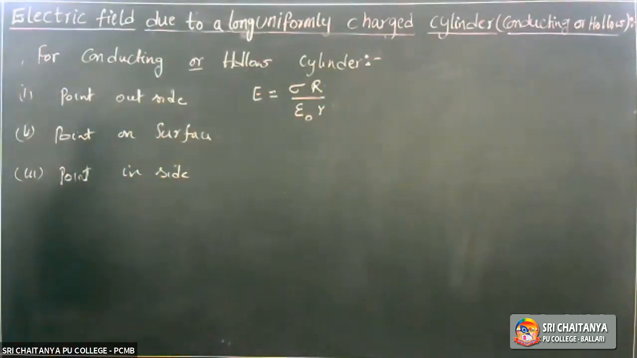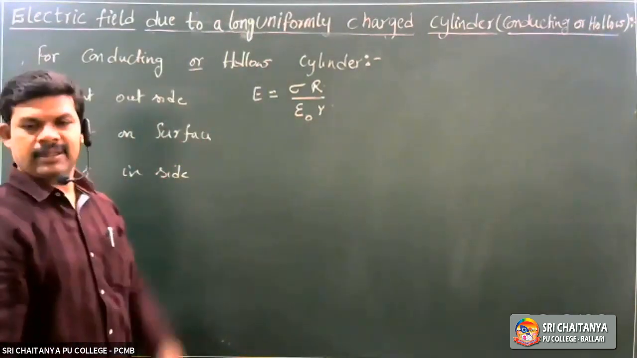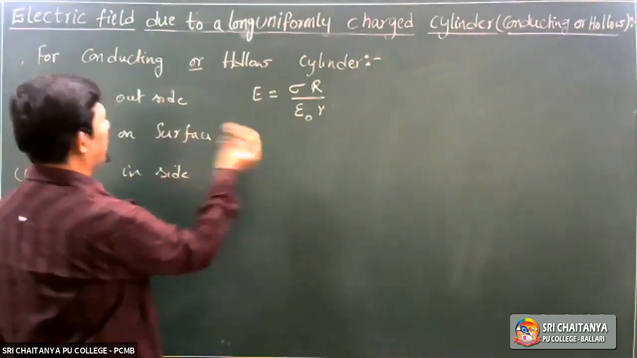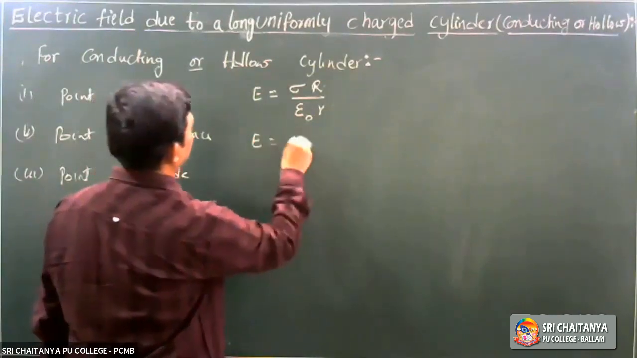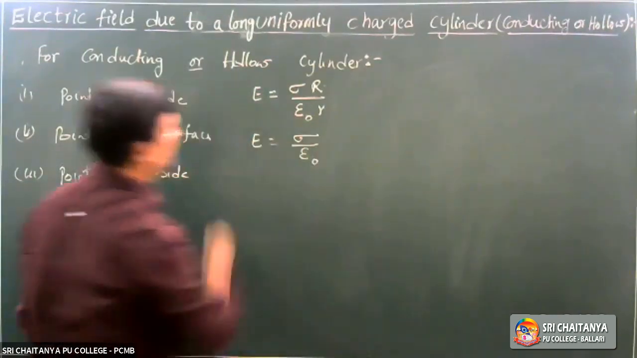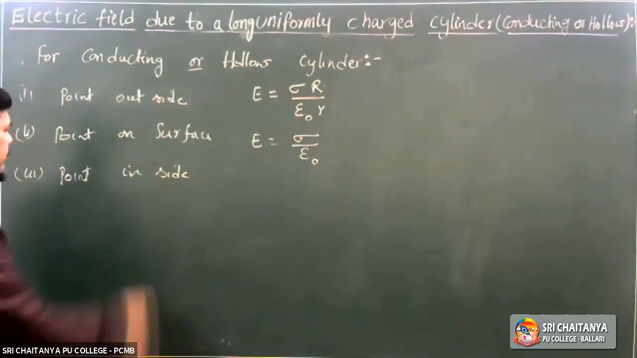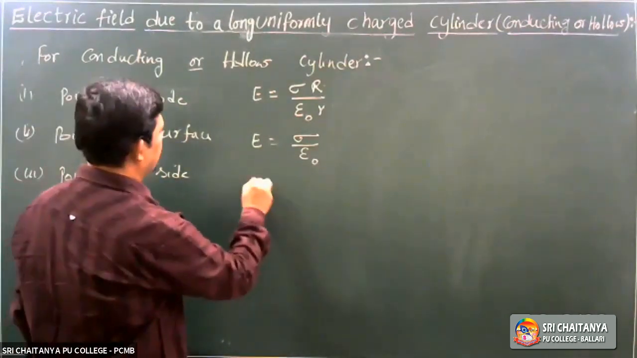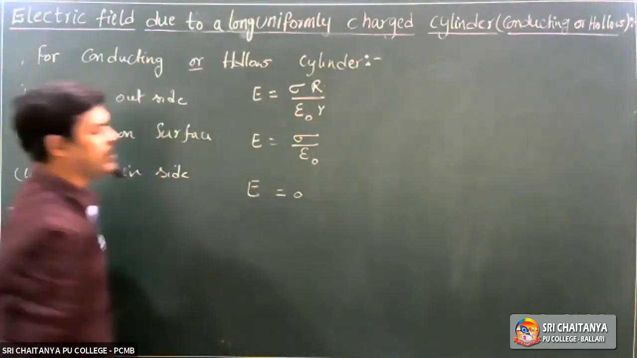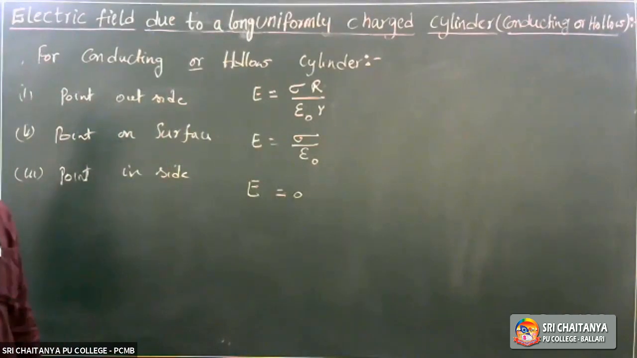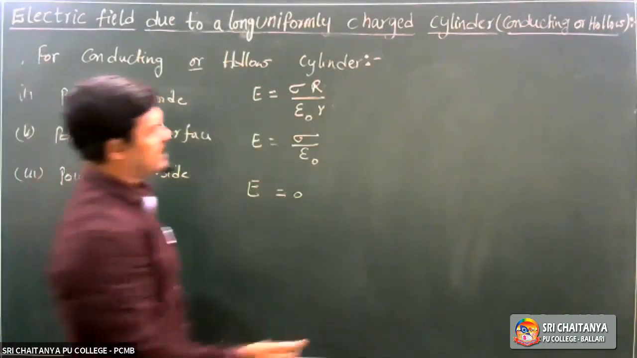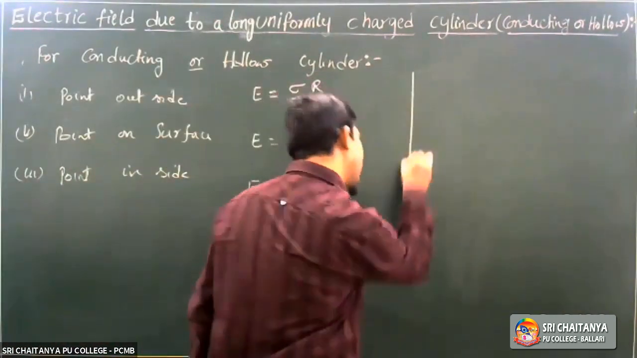See the formula we derived? Point outside, is it not the formula? Point on the surface, E is sigma by epsilon naught. Is it not the one? Point inside, E is 0. Right? They ask a question: what is the graph?